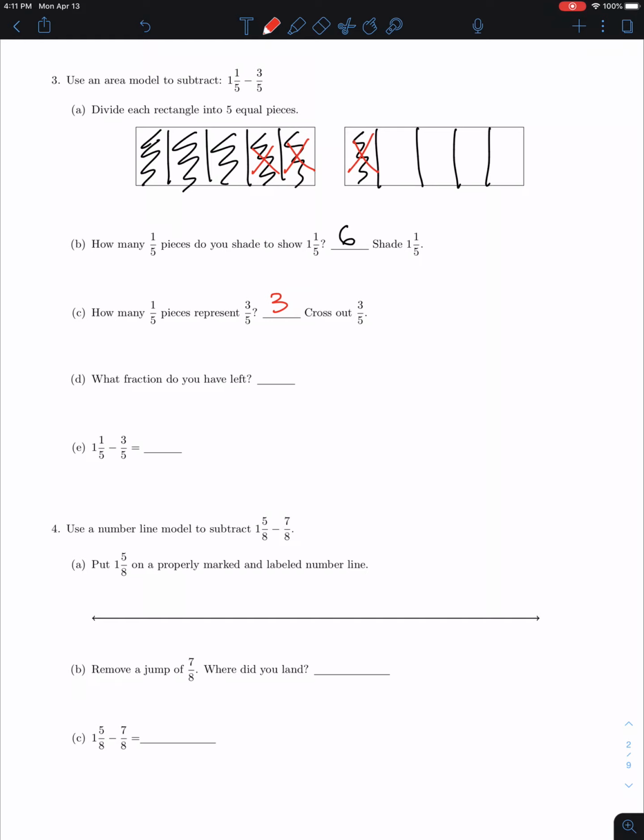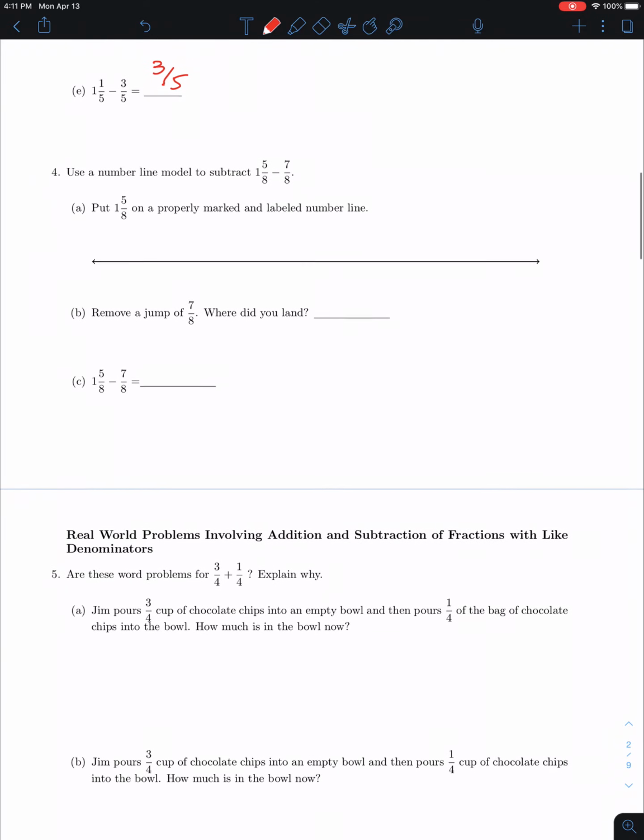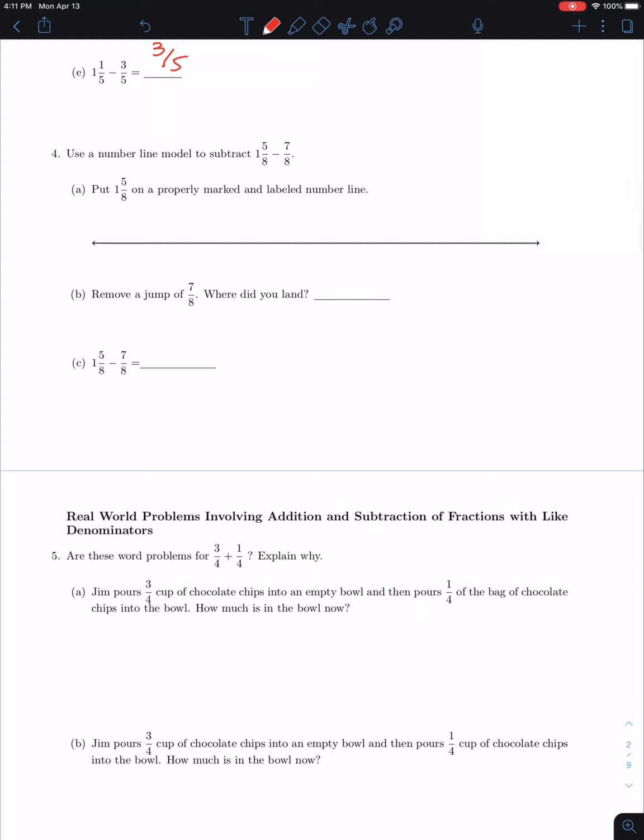So what do we have left? We have 1, 2, 3 pieces that are remaining. So in this case, we've got 3/5 left. So 1 1/5 minus 3/5 looks like it's going to be 3/5. All right, is that okay? Good. All right. So again, just like before with the number line, we want to do the same thing.